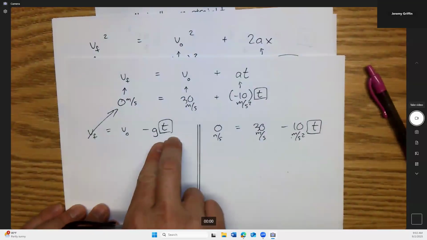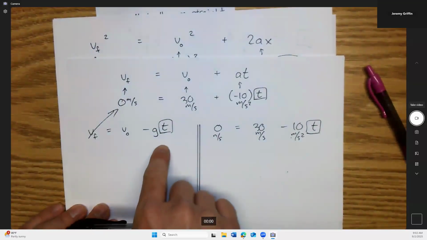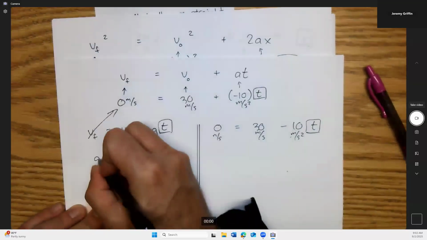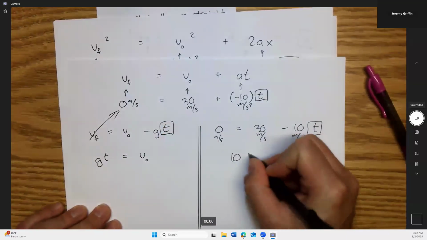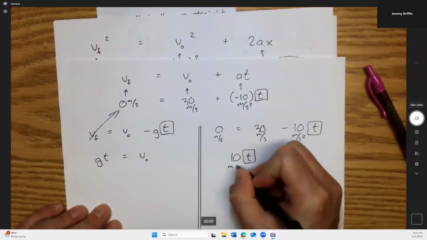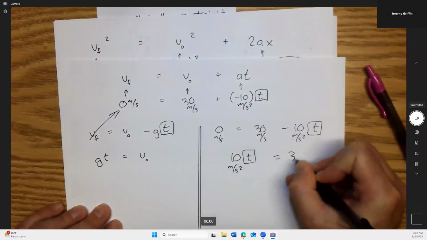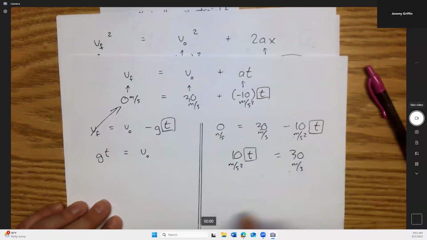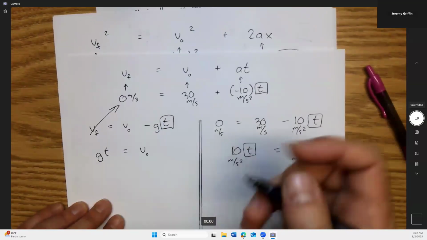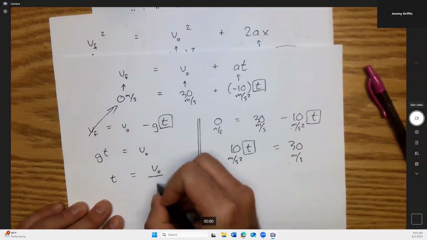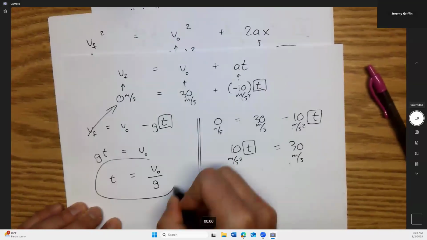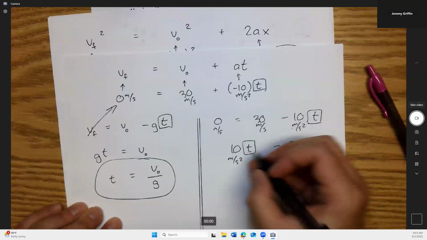Right. Because it's solving for a maximum condition. Okay. Add the gt over. Get gt equals v naught, or over here, I got 10t, in meters per second squared, equals 30 meters per second. Then divide both sides by 10 or by g. Looks like the time is always going to be the throwing speed divided by the gravity field. Right? Or over here.